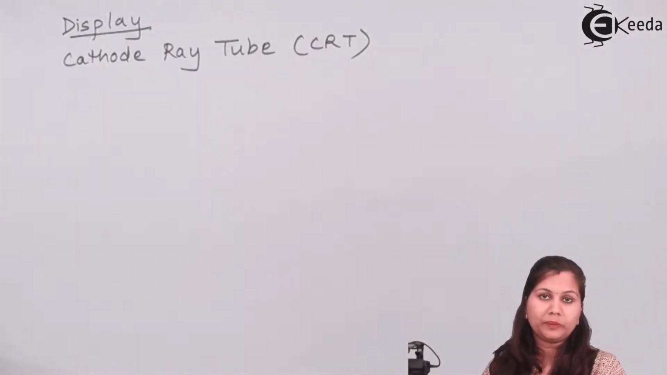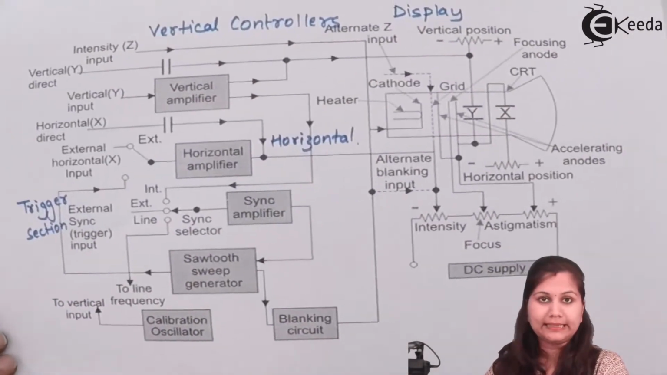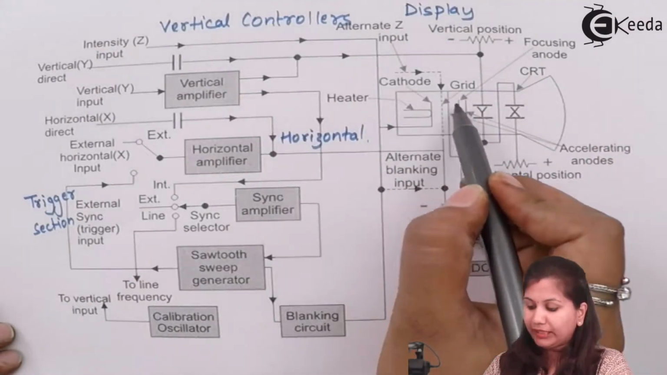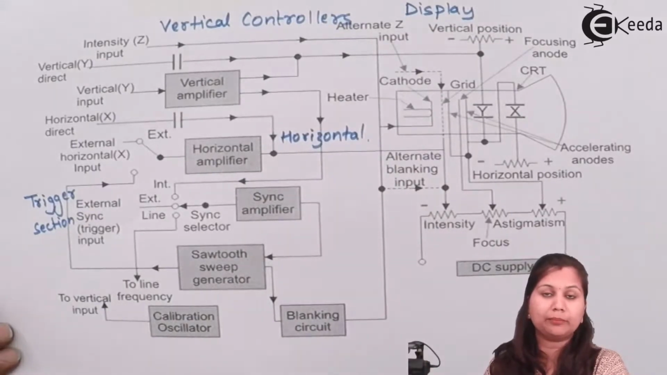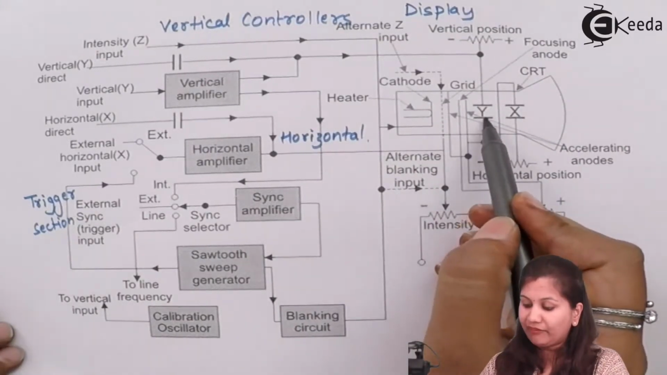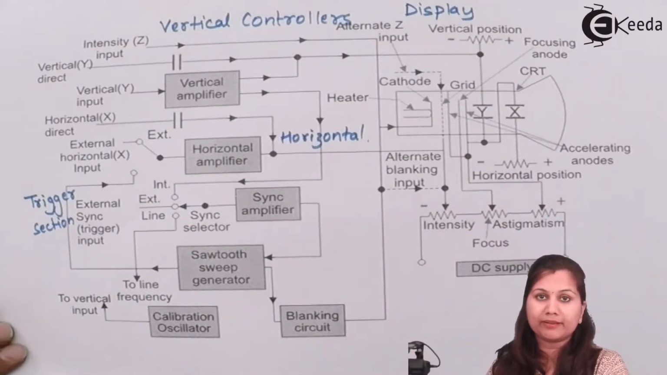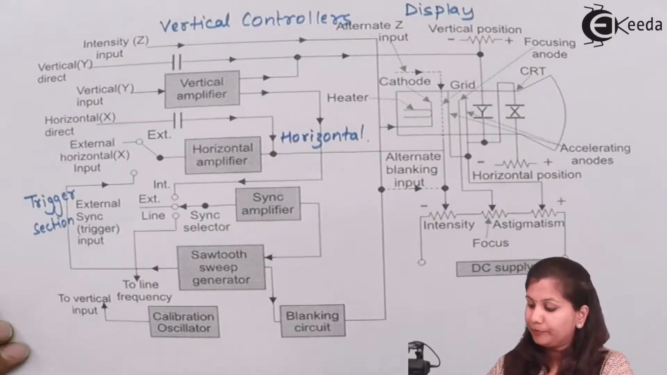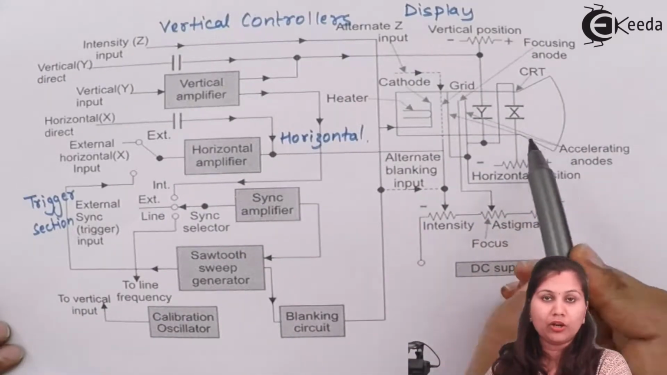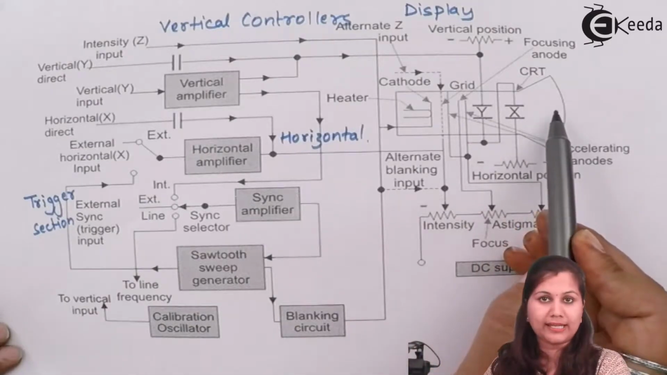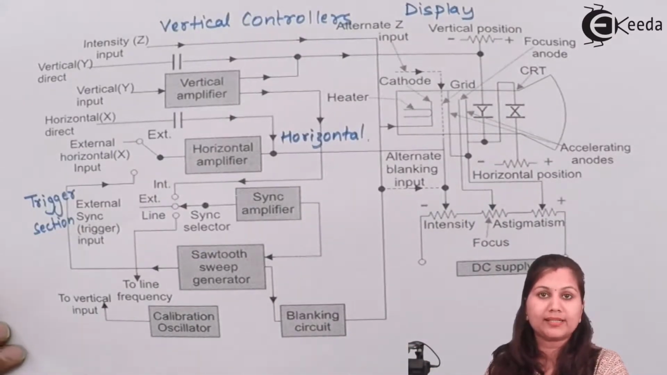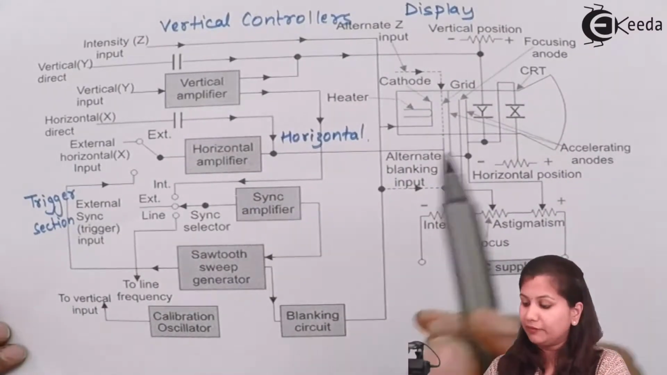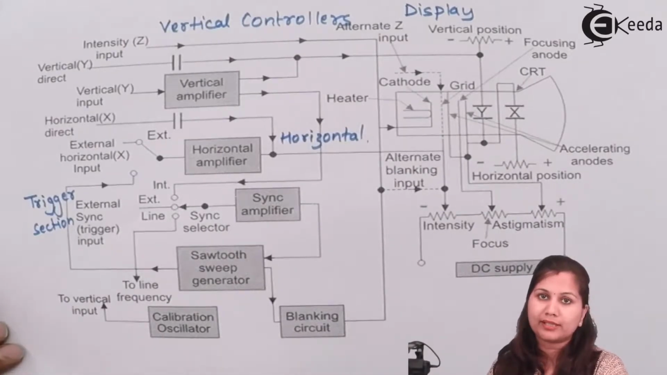The cathode ray tube is a vacuum sealed glass envelope, and in this glass envelope we have an electron gun which produces the beam of electrons. Then we have the deflection plates. There are two pairs of deflection plates, horizontal deflection plates and vertical deflection plates. Then we have the phosphor screen on which the beam of electrons strikes and produces a luminous spot, or we can say that the waveform of the input signal will be displayed on the phosphor screen.